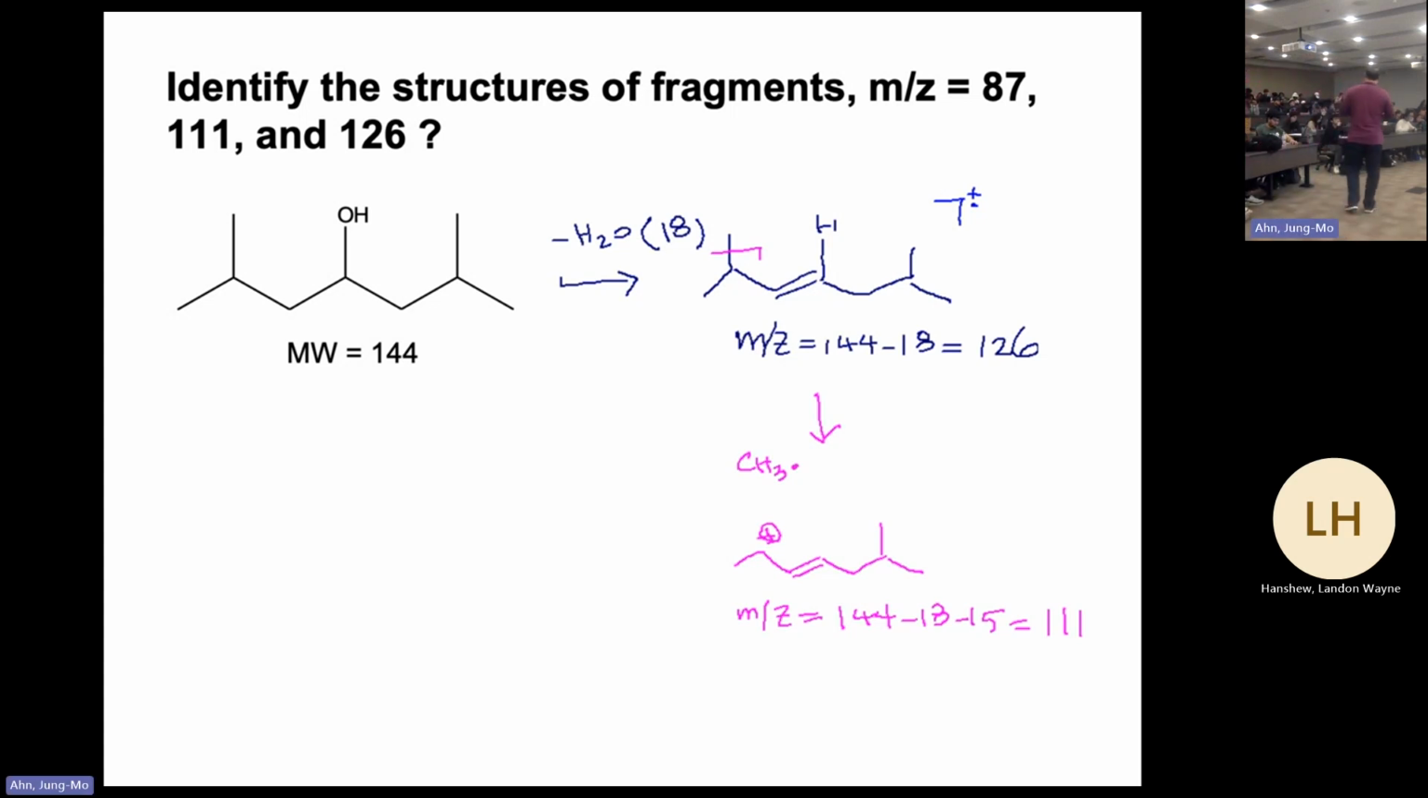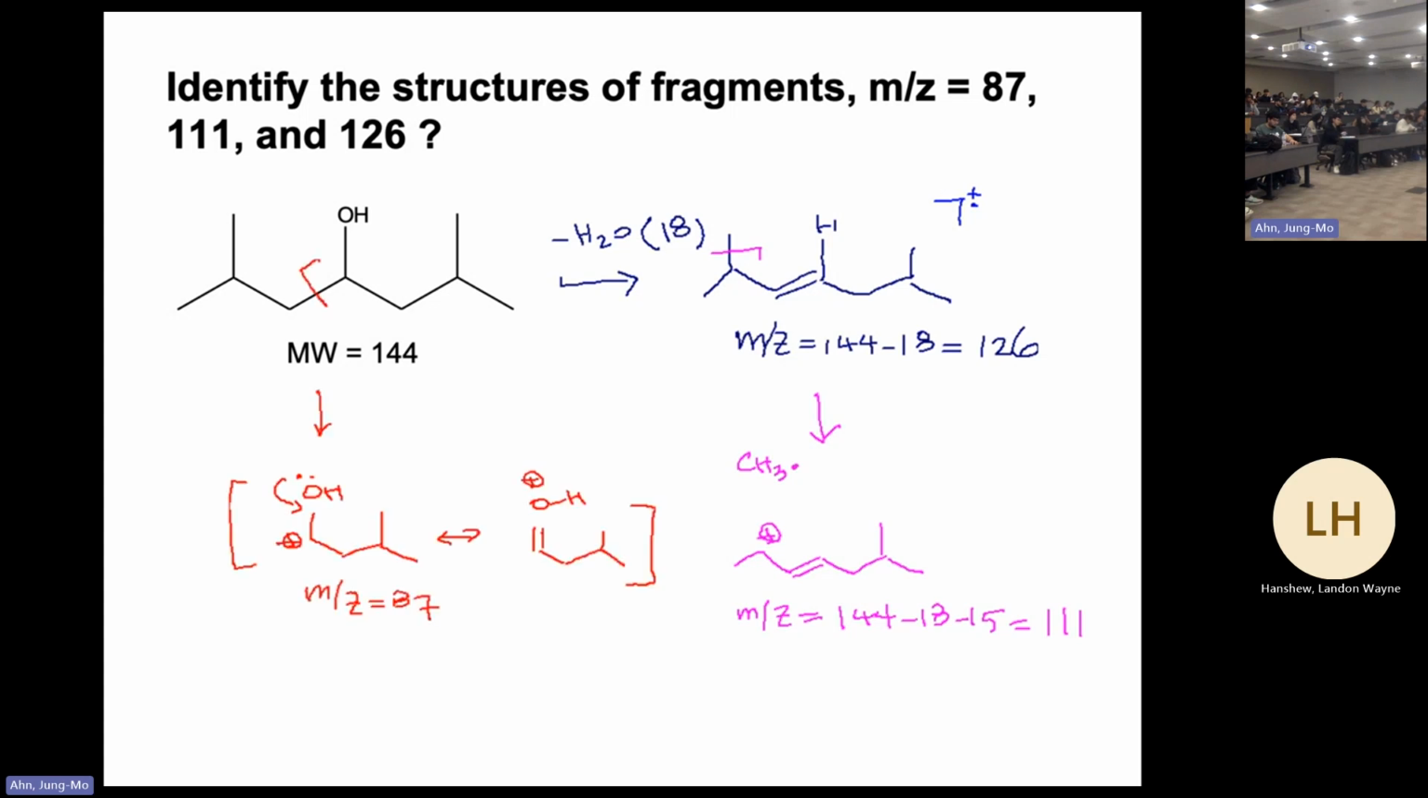87 is a kind of significant fragmentation. We like to break down into almost equal parts. So what makes an 87? For that, you still have an idea of what the major fragmentation is. For alcohols, it's alpha cleavage. We talked about this. Alpha cleavage makes a resonance stabilized, really stable carbocation. So that is one of the major fragments for alcohols.